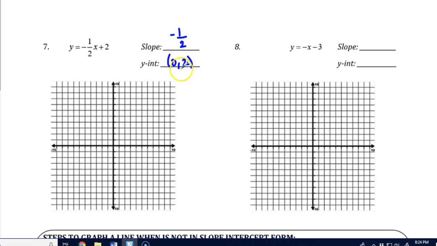Okay, so there's our slope and our y-intercept. We go down 1, over 2. Remember, over means to the right. This is a negative slope direction. Okay, we'll leave number 8 for another time.